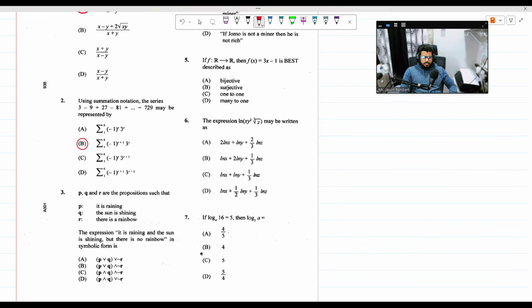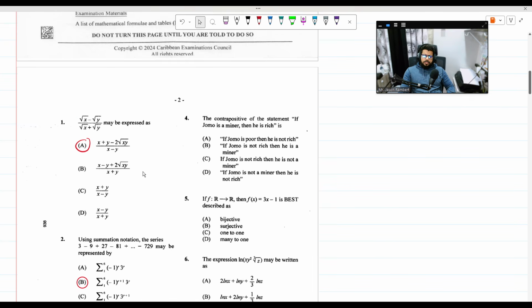All right, so it is raining, the sun is shining, there's no window, and not R, C. All right, contrapositive. If he is not rich, he is not a miner. Not rich, not a miner, C.